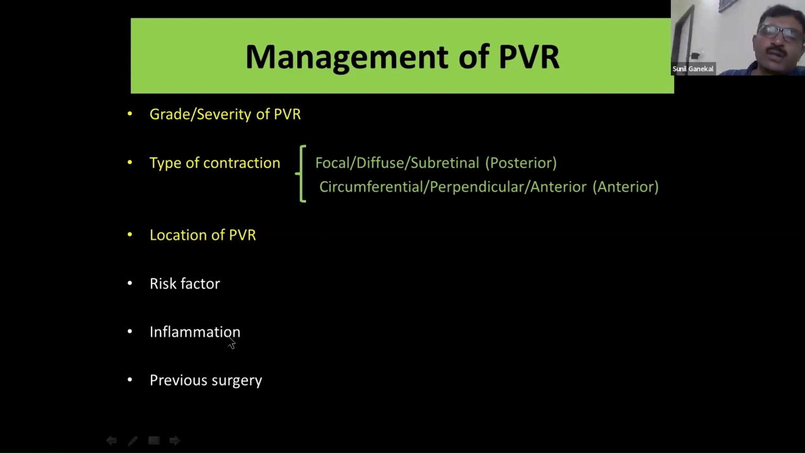Look for signs of inflammation like vitreous haze and associated choroidal detachment. Take a proper history of previous vitrectomies, which gives a clue. So these are the high risk characteristics you should assess.